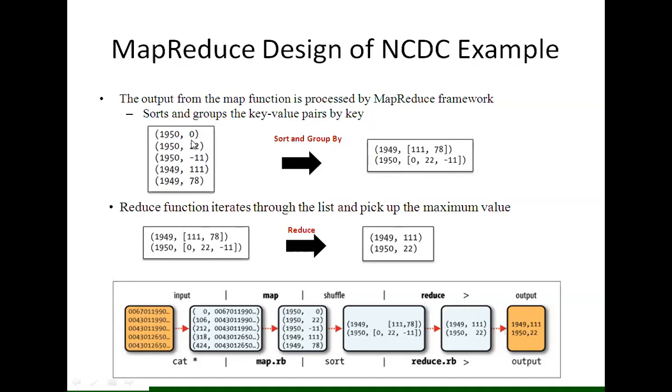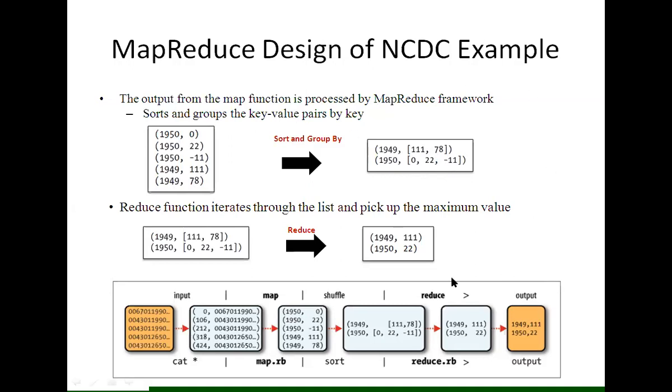So for 1950, you have three different temperatures, 0, 22 and -11. Those will be recorded like this. Similarly, 1949 has two different temperatures recorded in that year, so those will be grouped like this. This process will be done with the help of the combiner, or you can write your own logic instead of using the combiner, right? No issue.